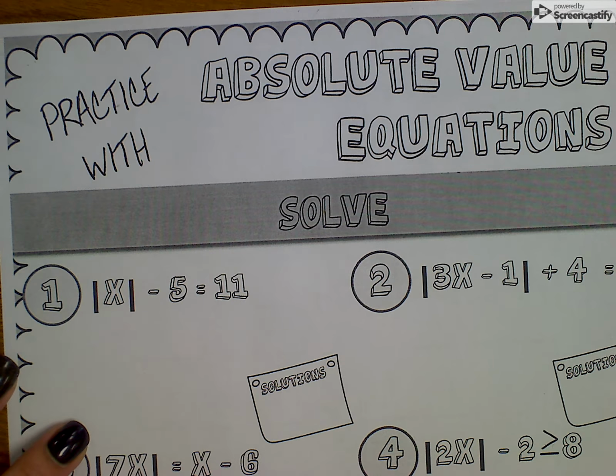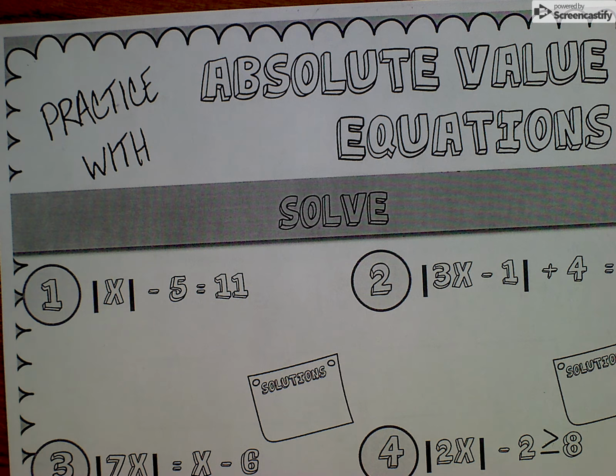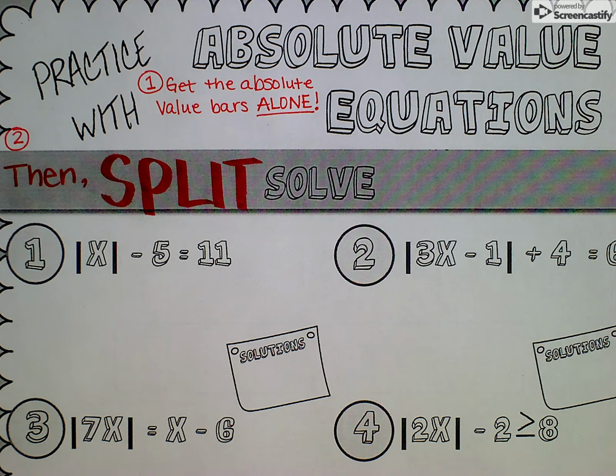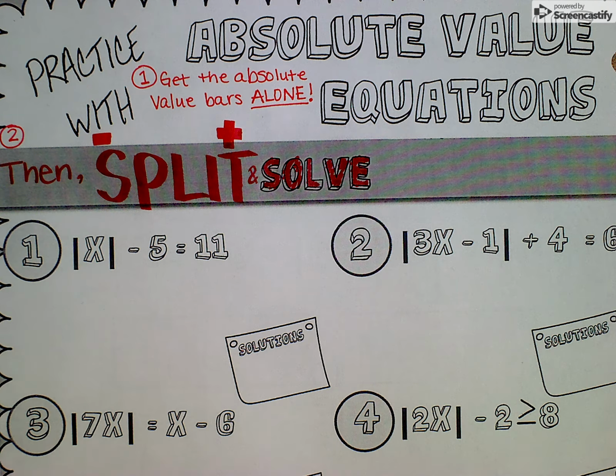So let's go ahead and continue on the back side. The first step to do is get the absolute value bars alone. Now that doesn't make too much sense right now, or maybe it's all coming back to you. After that, second thing, you're going to split it into the negative and positive versions of itself, then solve it. So let's begin with example number 1.